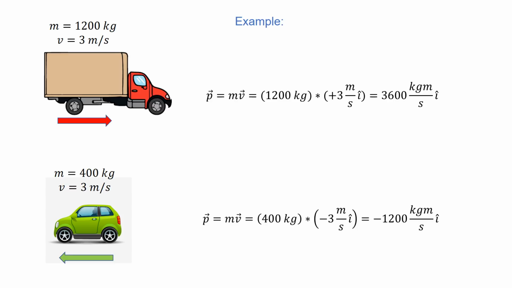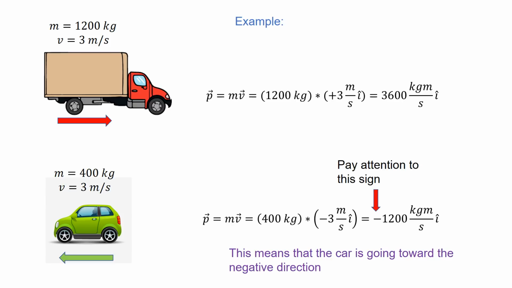For the car, you have 400 kilograms times a negative 3 meters per second in the i direction, so that's moving to the left, and you have a negative 1,200 kilogram meters per second. Pay attention to that sign. How you set up your coordinates is going to be very important. Remember, whenever you set up your coordinates, you have to use the same coordinate system through the whole problem.